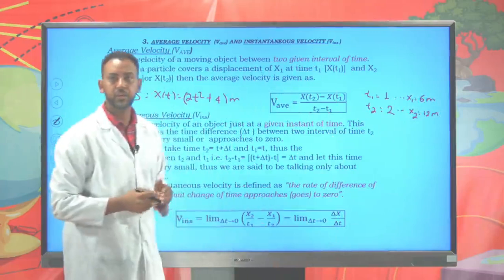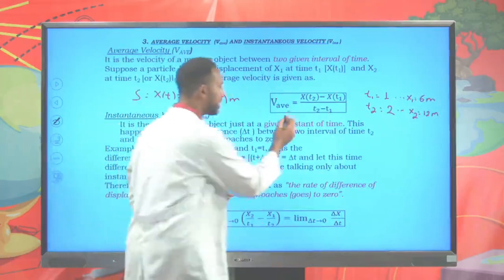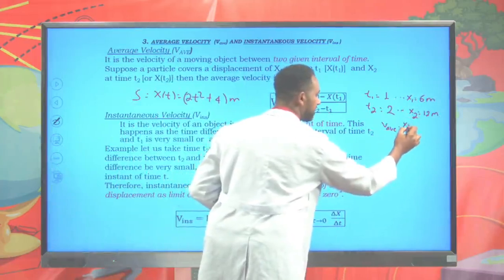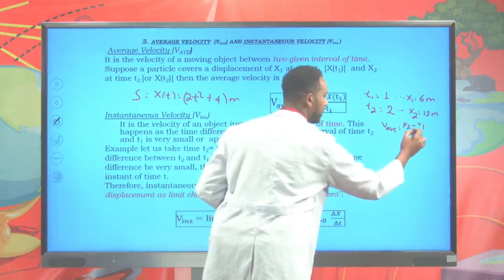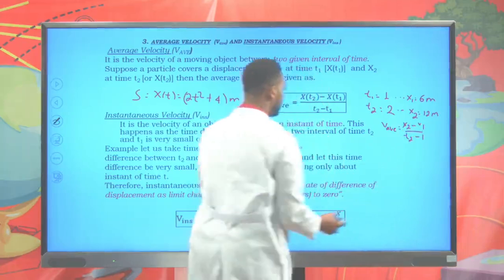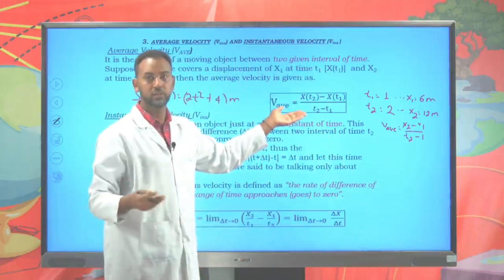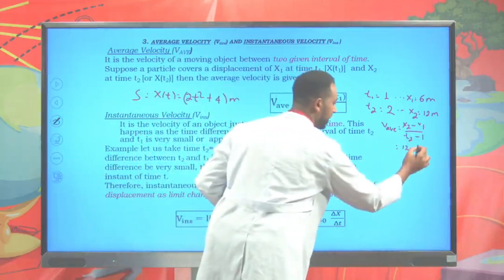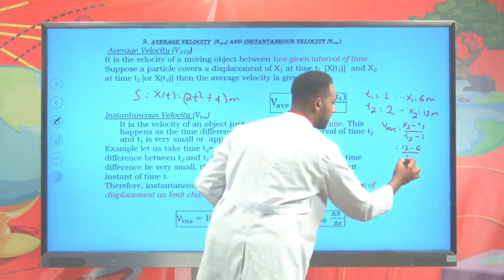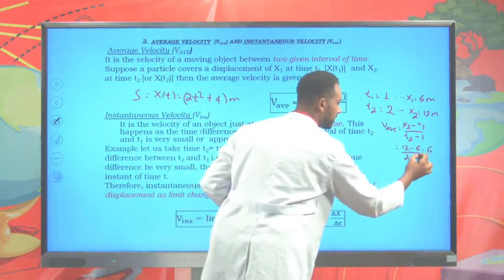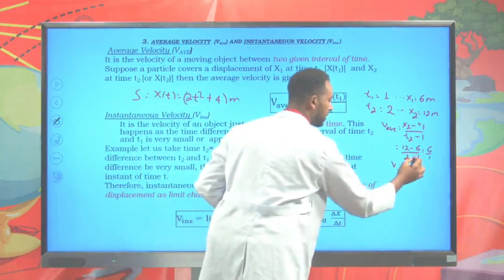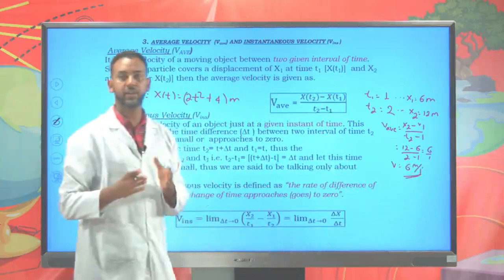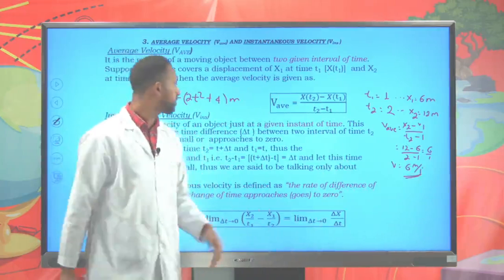Therefore, the average velocity between the two time intervals is x2, the displacement at time t2, minus x1, over t2 minus t1. This is how we determine the average velocity. So we put 12 minus 6 over the time t2, which is 2 seconds, minus 1. When you subtract this, it gives you 6 over 1. Therefore, the average velocity becomes 6 meter per second. This is how we determine the average velocity between two time intervals.